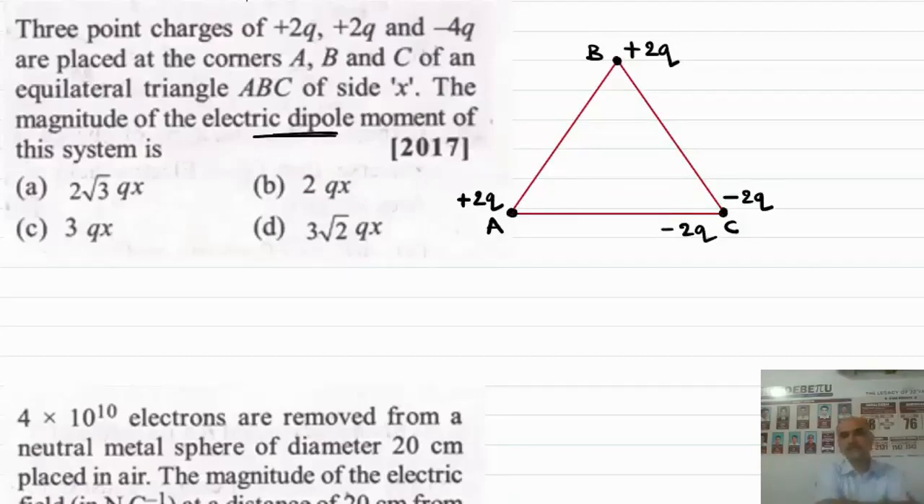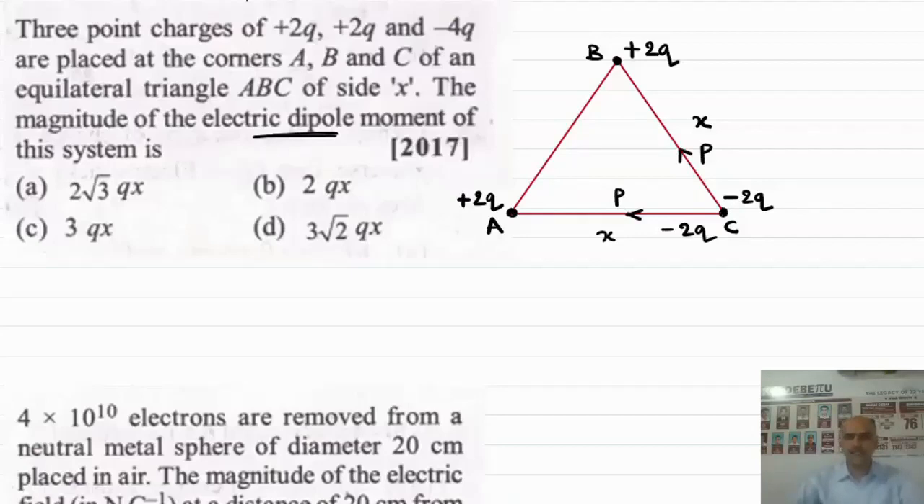One minus 2q with point A will form a dipole. Another minus 2q with the charge at point B will form another dipole. The distance is x, this is x, this is x. So dipole moment acts from negative to positive. So in this direction it is P, or P1. The charge is the same, the distance is the same, so the dipole moment remains the same. So from negative to positive is P.